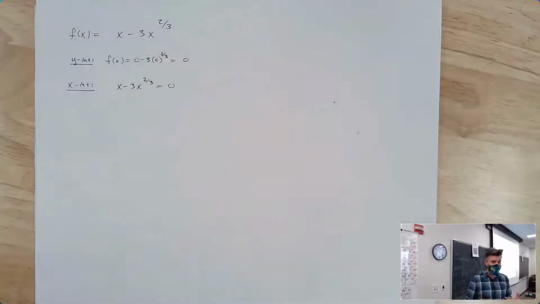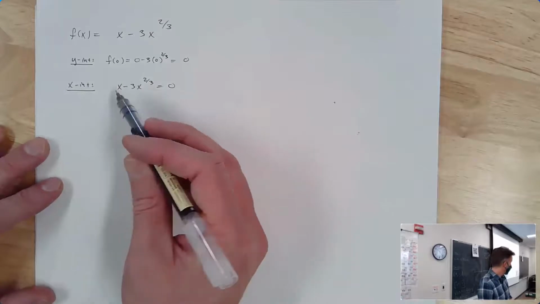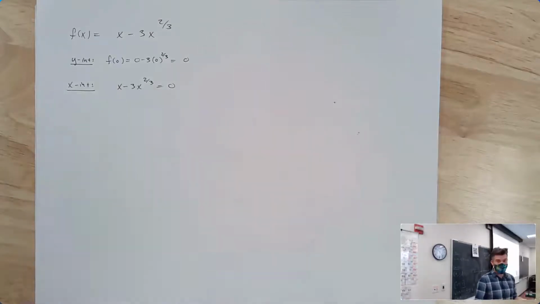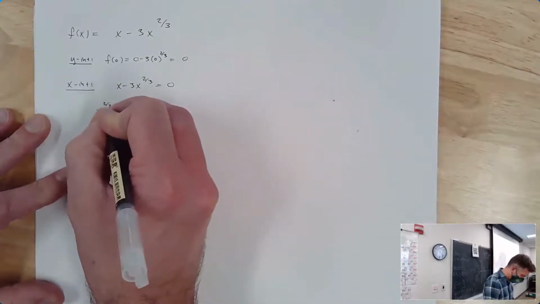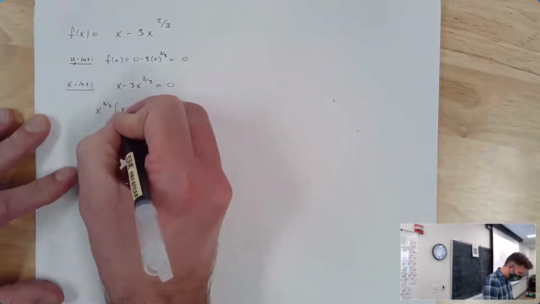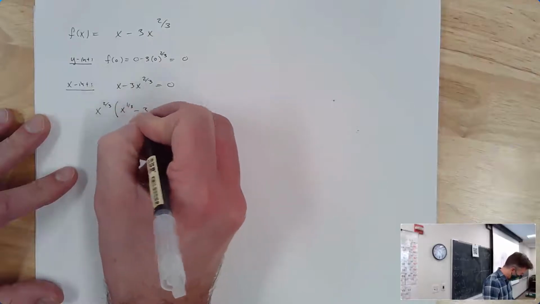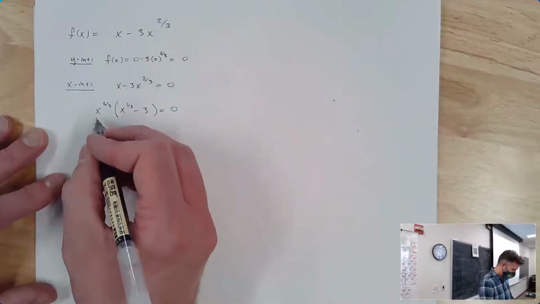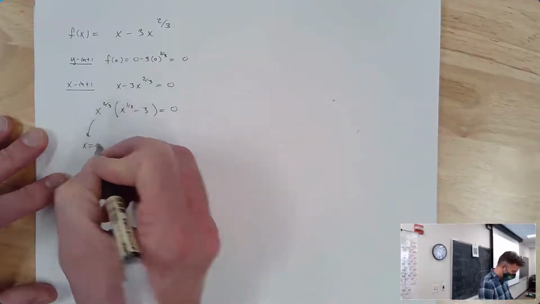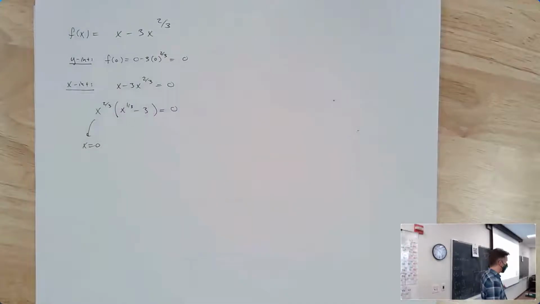Whenever you're trying to find x-intercepts, you usually want to factor the thing. And I can factor out an x to the 2/3 here. I can always factor out the smaller power, so the smallest power of x. So I've got x to the 2/3 times x to the 1/3 minus 3. Okay, so I'm either going to get x equal to 0. By the way, I already knew x equal to 0 was going to be an x-intercept because I already have that y equal to 0 was a y-intercept. So that means the origin is an intercept. So it's both an x and a y.